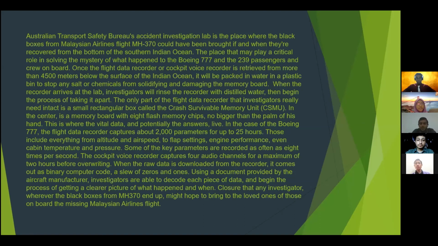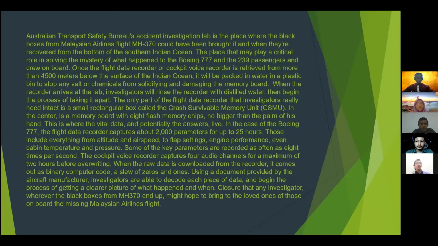Once the flight data recorder or cockpit voice recorder is retrieved from more than 4.5 kilometers below the surface of the Indian Ocean, it will be packed in water in a plastic bin to stop any salt or chemicals from solidifying and damaging the memory board. The only part of the flight data recorder that investigators really need intact is a small rectangular box called the Crash Survivable Memory Unit. And this is where the vital data, and potentially the answers, live.